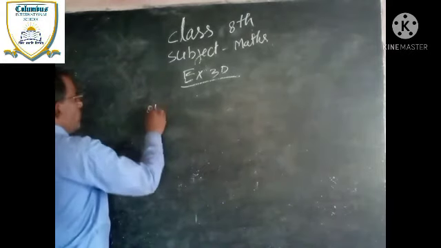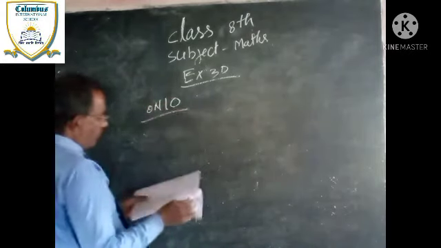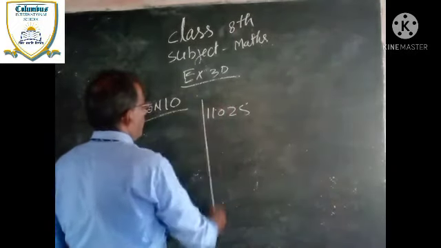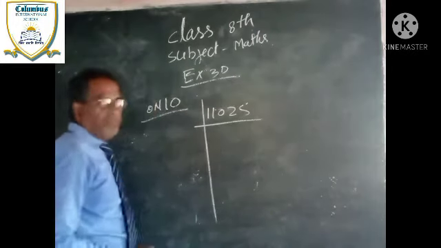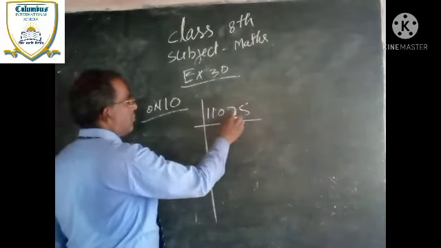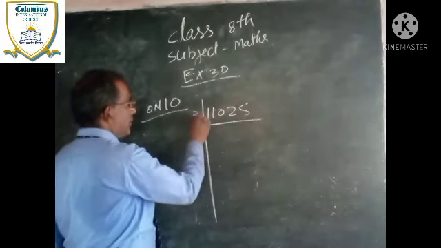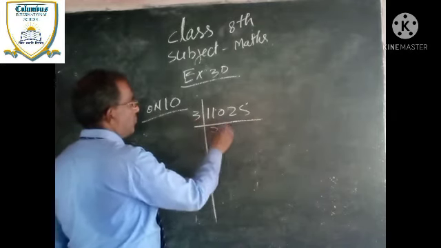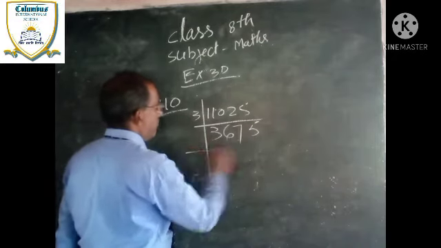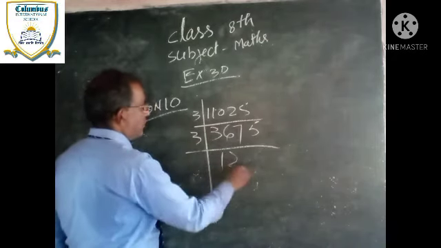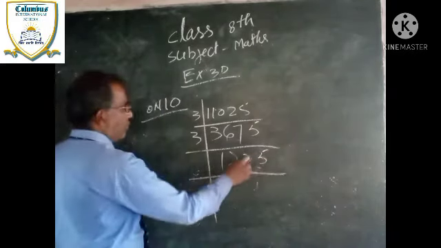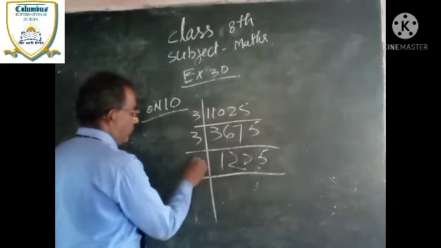Question number 10. 11,025. By the prime factorization method, we have to find the square root of this number. That is, this number is 5 plus 2 plus 7 plus 1 plus 1 is 18, divisible by 3. 3 threes are 9, 3 sixes are 18, 3 sevens are 21, 3 fives are 15. By 3, 3 ones are 3, 3 twos are 6, 3 twos are 6, 3 fives are 15, and 5 plus 5 is 10. So it is divisible by only 5.